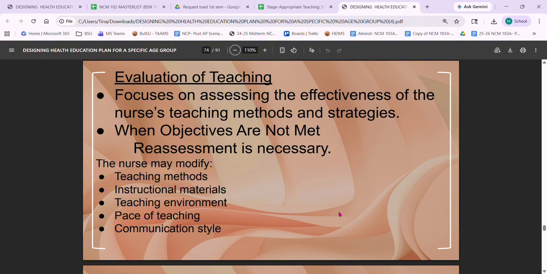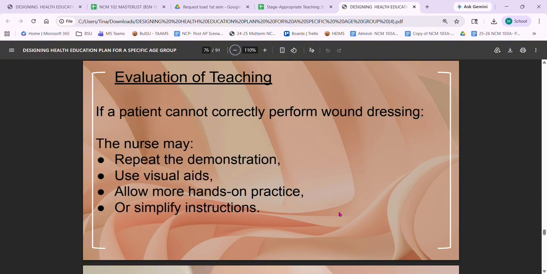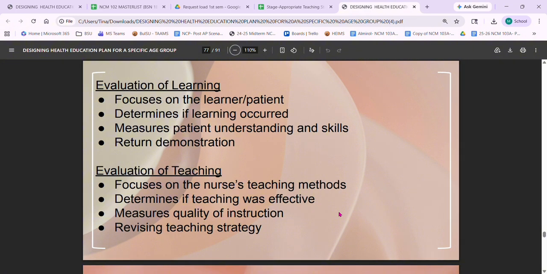When objectives are not met, reassessment is necessary. Okay? Pag hindi na met yung objective mo. So you will modify, as what I've mentioned on the previous discussion, methods, materials, environment, pacing ng teaching, and even communication style if that is the one that nandun yung gap. Okay? So if the patient cannot correctly perform wound dressing, the nurse may repeat the demonstration, use visual aids, allow more hands-on practice, or simplify the instruction. Okay? So tandaan, pag evaluation ng learning, si learner ang focus, pag teaching method, okay, ni educator. Sa learning, determines if learning occurred. Sa teaching, determines if teaching was effective.